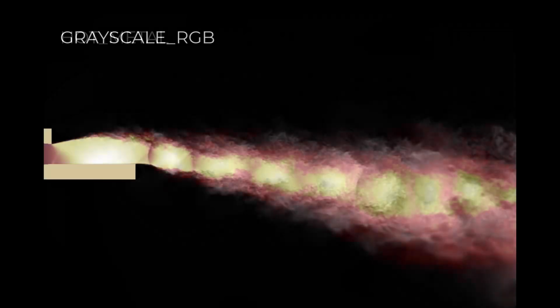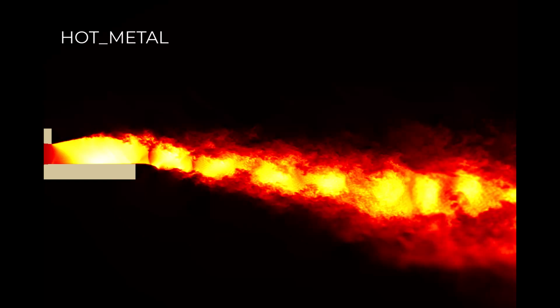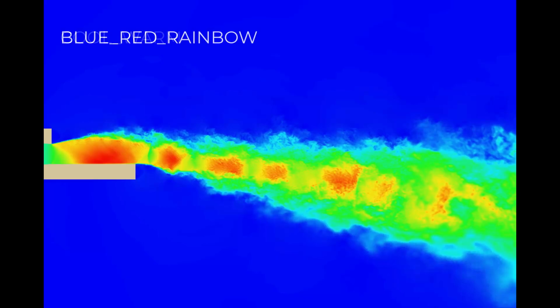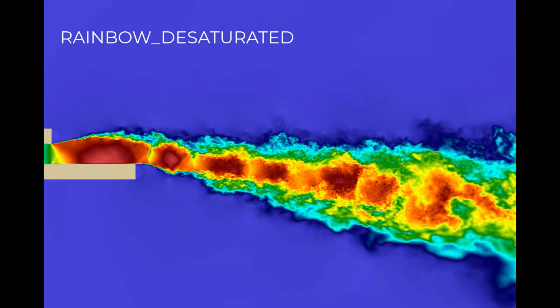images_recolored. Here's an example of a grayscale image. We're going to change it to hot metal. We can change it to cool warm, blue red rainbow, and finally rainbow desaturated.